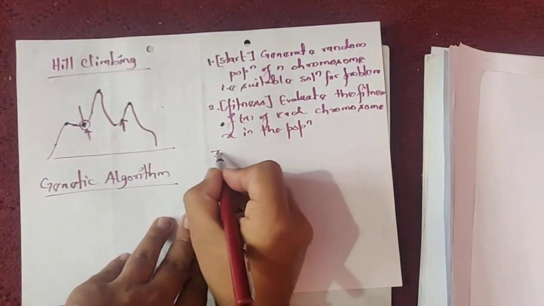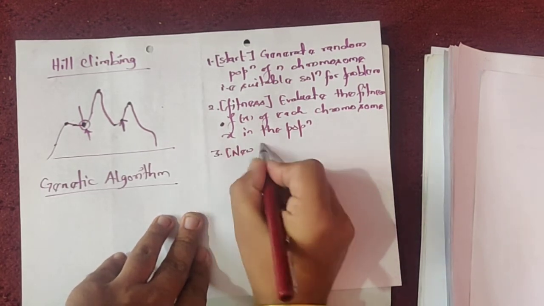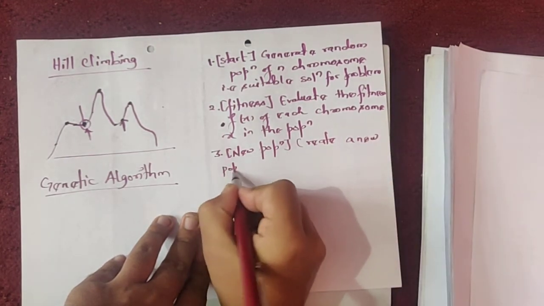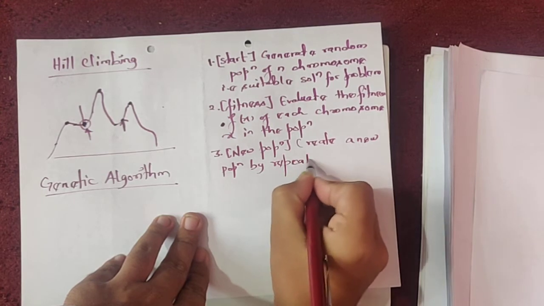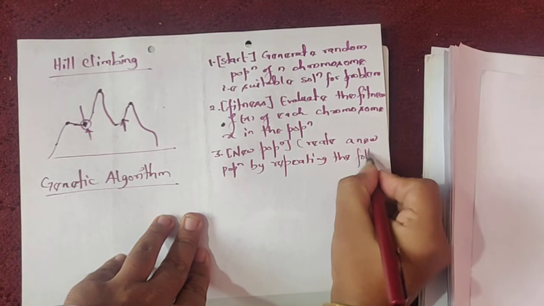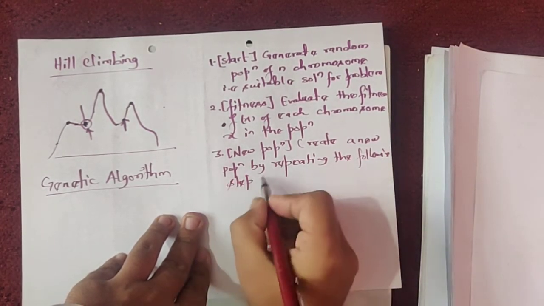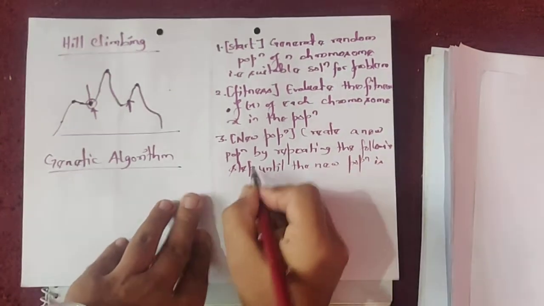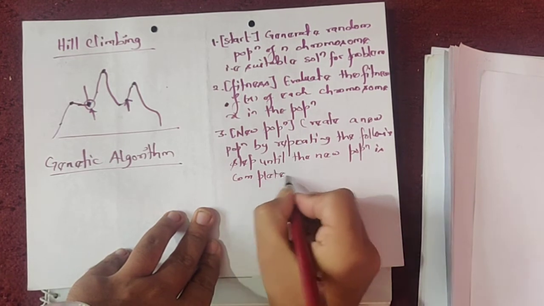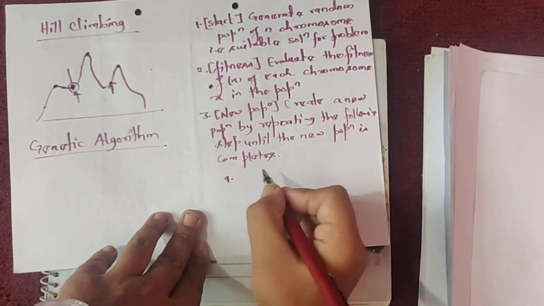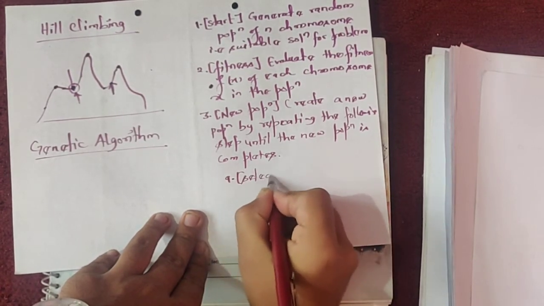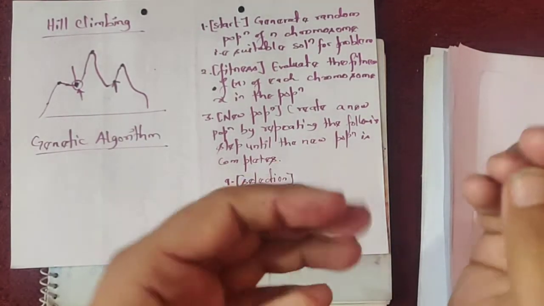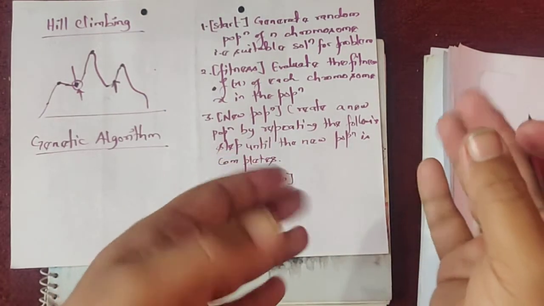The third step is new population: create a new population by repeating the following steps until the new population is complete. The first point in the loop is selection. Selection means selecting two parent chromosomes from a population according to their fitness. The better the fitness, the bigger the chance of selection.